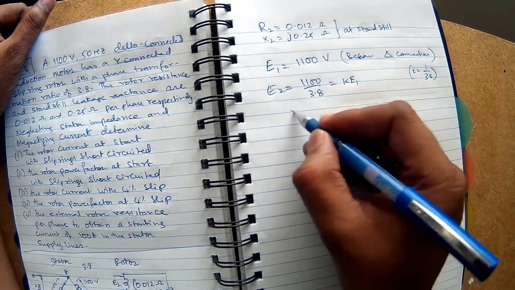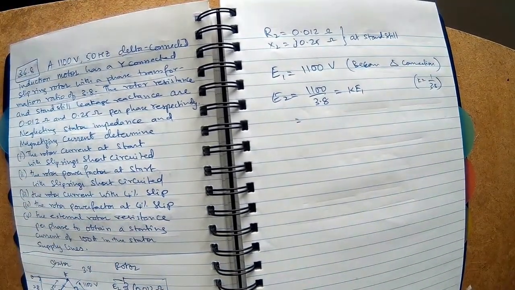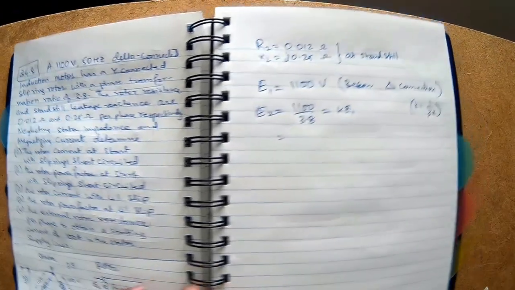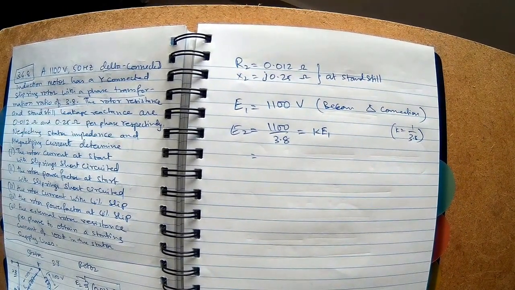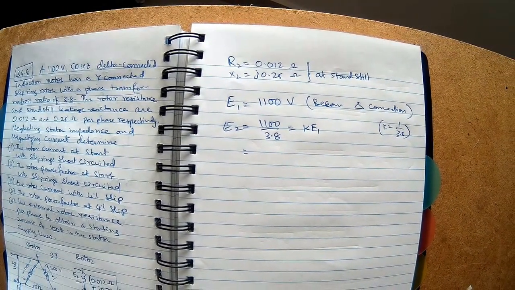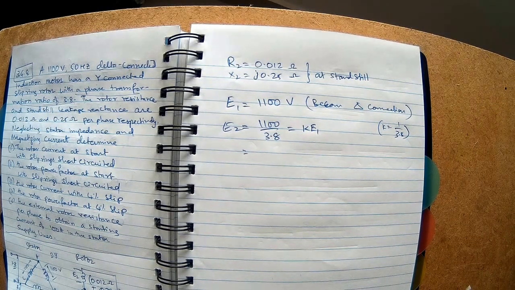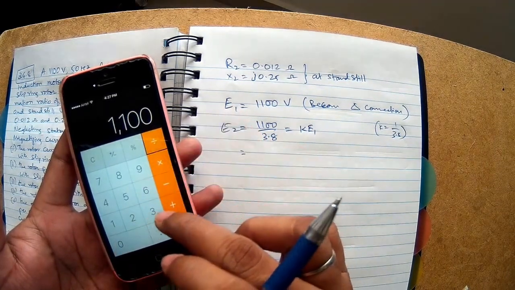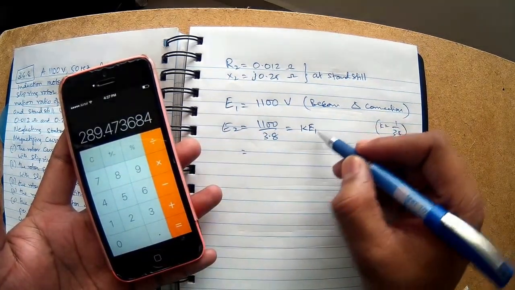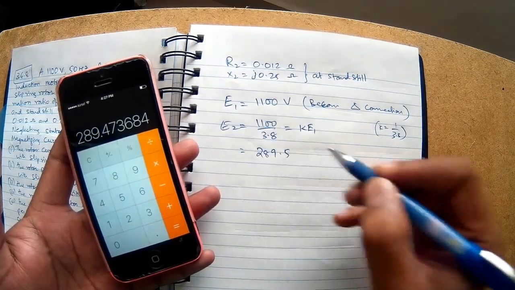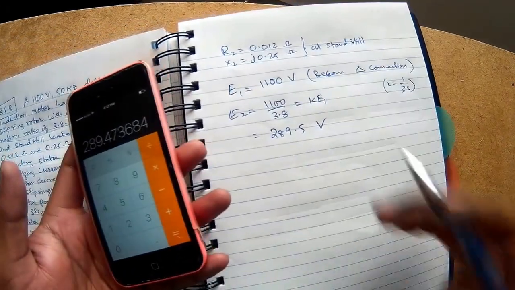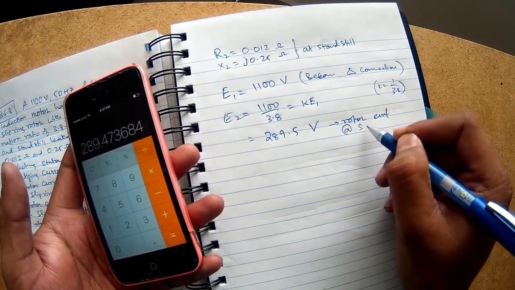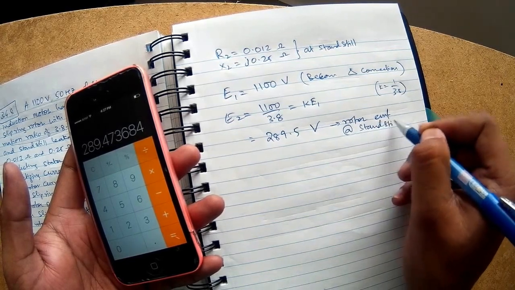Let's calculate it. Let me bring my calculator. Right, 1100 divided by 3.8. I am getting 289.5 volts, rounded off. So now this is the rotor EMF at standstill.